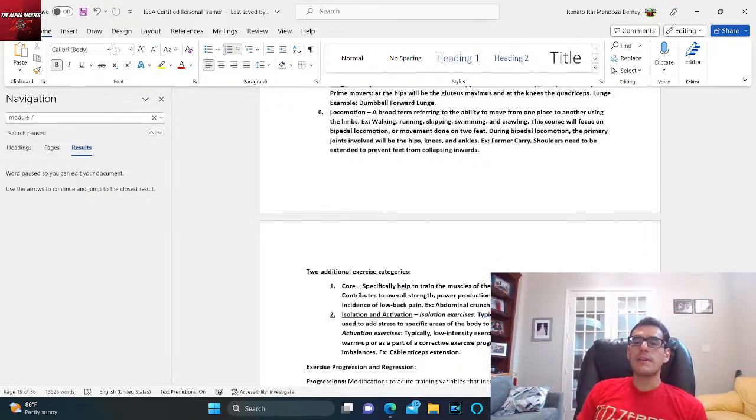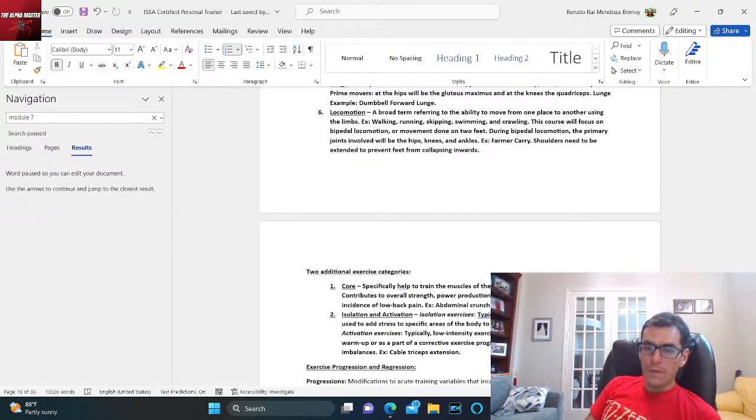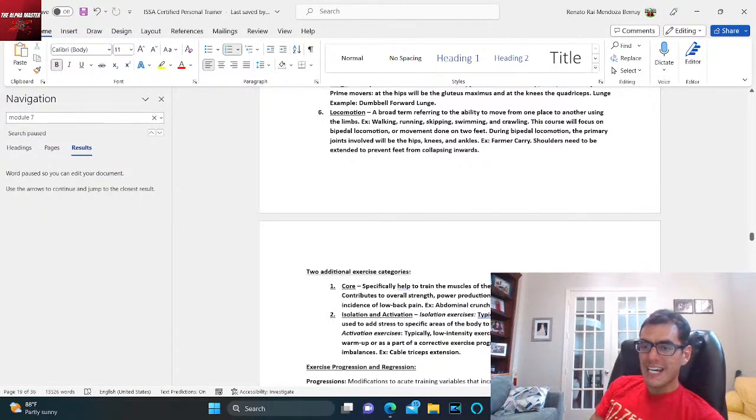So the core is going to specifically help to train the muscles of the pelvis, the lower back, the hips, and the abdomen. It contributes to the overall strength, power production, balance, and stability, and lowers the incidence of low back pain. The examples are going to be the abdominal crunch and planks.